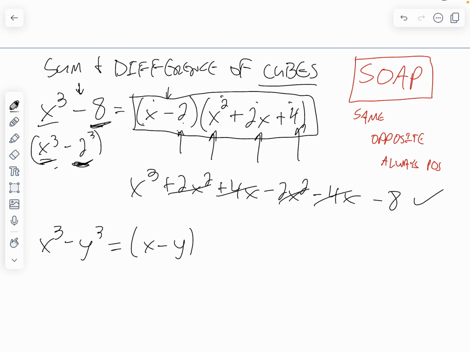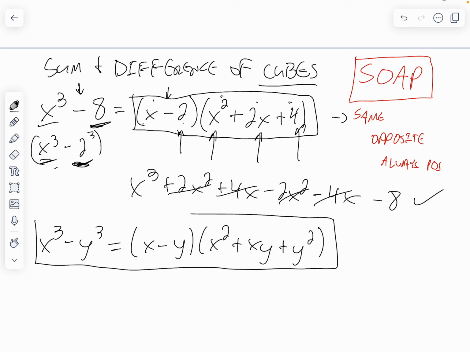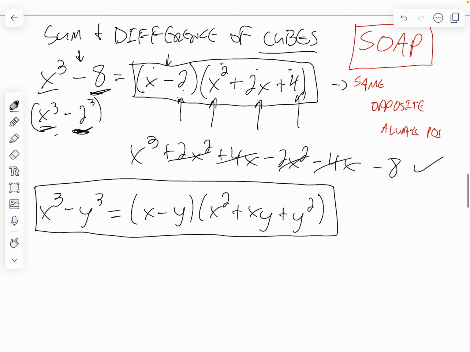So in general, if you ever have any kind of x cubed minus y cubed, x minus y, same sign, right? Same first. Then the opposite, so we'll have x squared plus xy. And then the last sign is always positive, plus y squared. This is the formula for factoring a difference of cubes.